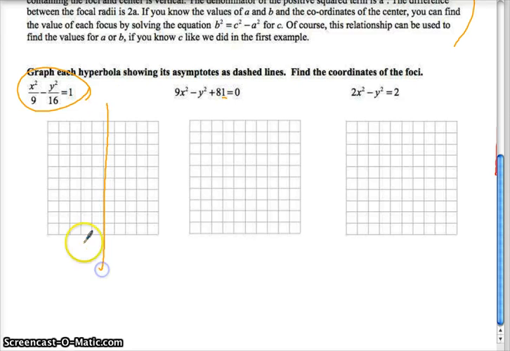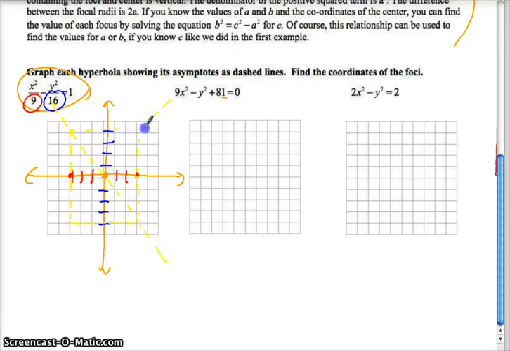The next thing we do is draw our axes. Remember, we're always going to be centered at the origin, so put your origin in the center of any graph that's given to you. Then we count out the square root underneath the x: 1, 2, 3, so I put a point here and there. Then we have our square root of 16, so 1, 2, 3, 4, and 1, 2, 3, 4. The whole reason I'm doing that is to create a box that's going to help us establish our asymptotes. So create your box immediately and then create your asymptotes.